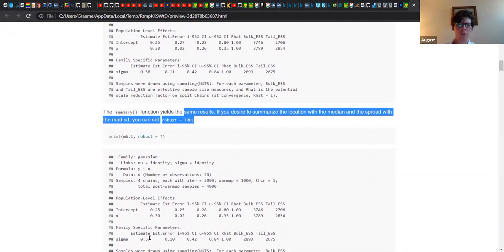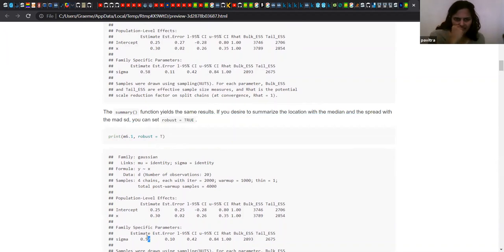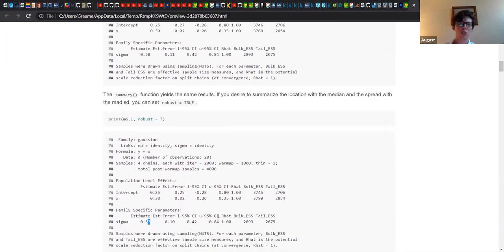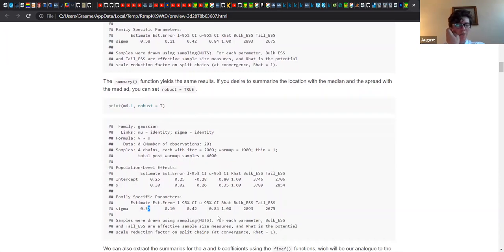Slight differences in numbers. So your sigma is a little bit lower. Yeah, 0.1, slightly. And these parameters are slightly different as well because it's using the mean. But because it's simulated data and it's 2,000 samples, the mean and the median are going to sit pretty similar, really close to each other.